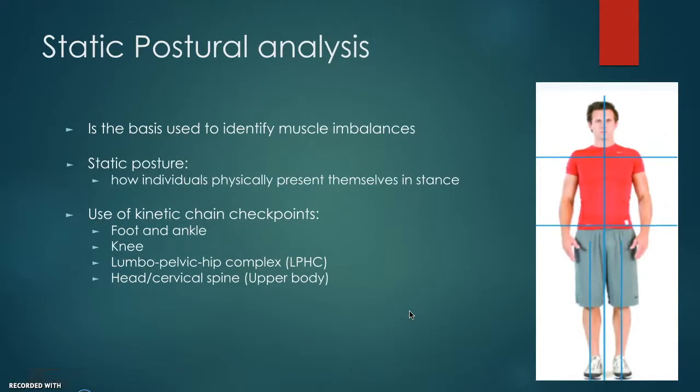Now as we move on, we can move to our static postural analysis, and we will use this analysis to identify muscle imbalances that are going on, and we will base this off of our 4 kinetic chain checkpoints, which occur down the feet, at the foot-ankle complex, the knees, the LPHC, the head and cervical spine area, which is also known as the upper body.